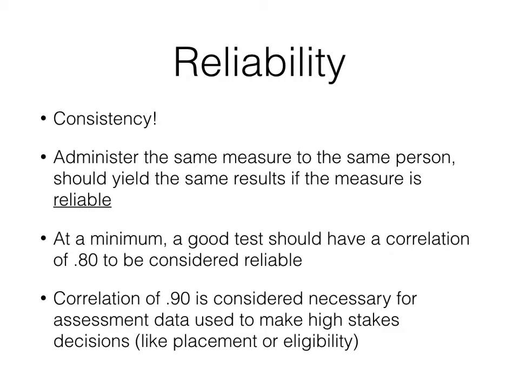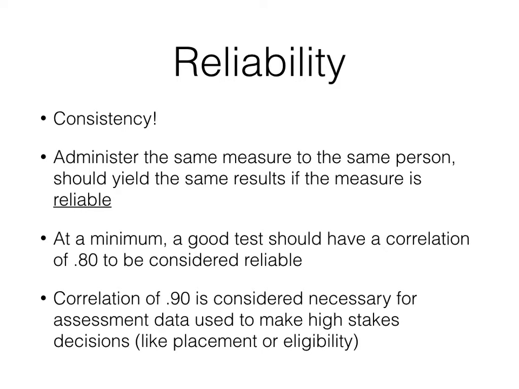Well, talking about the technical property of reliability, this is where we talk about consistency. So is a test consistent? Does it produce the same results under the same conditions over and over and over again? So when you administer the same measure to the same person, the evaluation results should be the same time after time. If that's the case, the evaluation is considered reliable.